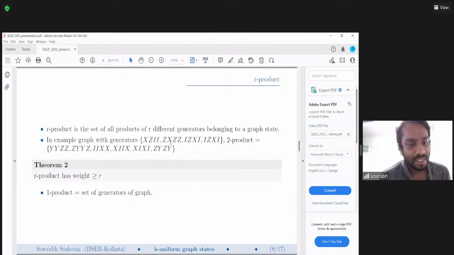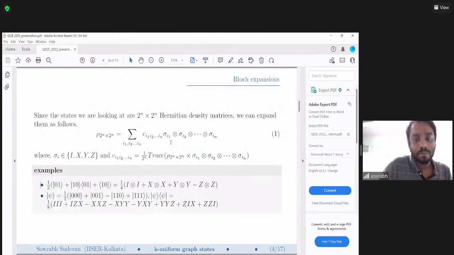Now, this is another nice result that we have, and it's very simple to show that a product of R generators of the graph will give you something which has a weight more than or equal to R. Just using these two, we can come up with a bunch of graphs which correspond to various amounts of entanglement.